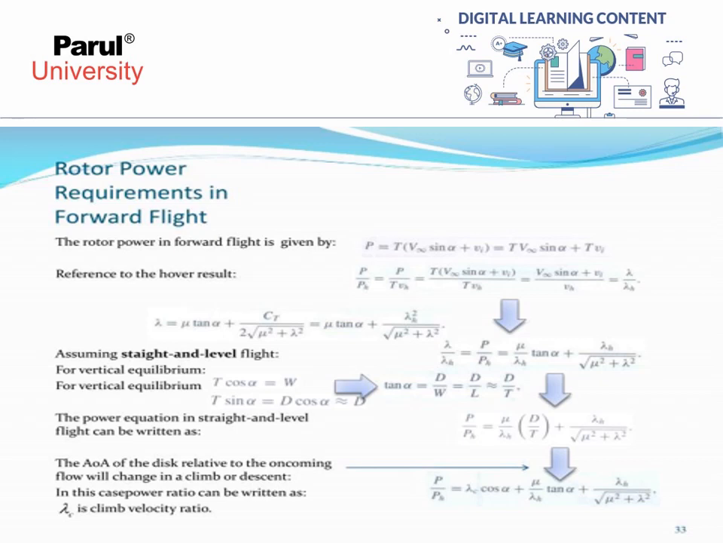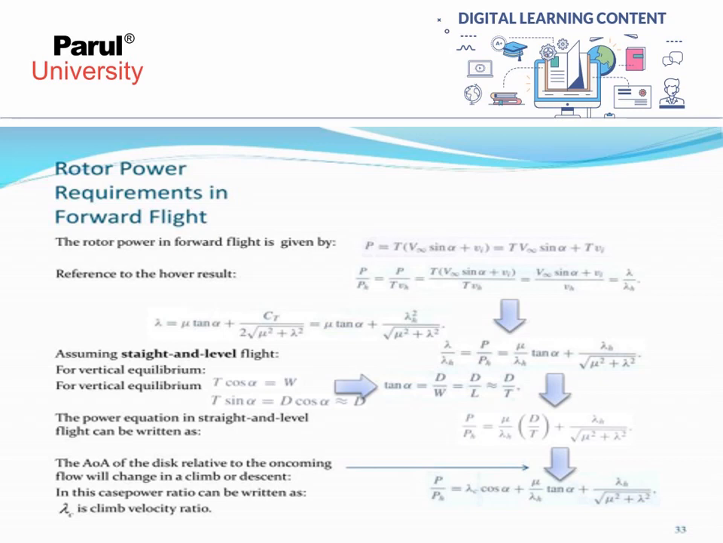Now we can say mu tan alpha plus lambda h square divided by square root of mu square plus lambda square. Right? Now assuming straight and level flight, then P by P hover is equal to mu by lambda h tan alpha plus lambda h divided by square root of mu square plus lambda square. Now for equilibrium, T cos alpha is equal to weight W and T sin alpha is equal to drag D. Then tan alpha is equal to D by W, which is equal to D by L, which is equal to D by T. Now the power equation in straight and level flight can be written as P by P hover is equal to mu by lambda h in bracket D by T plus lambda h divided by square root of mu square plus lambda square.